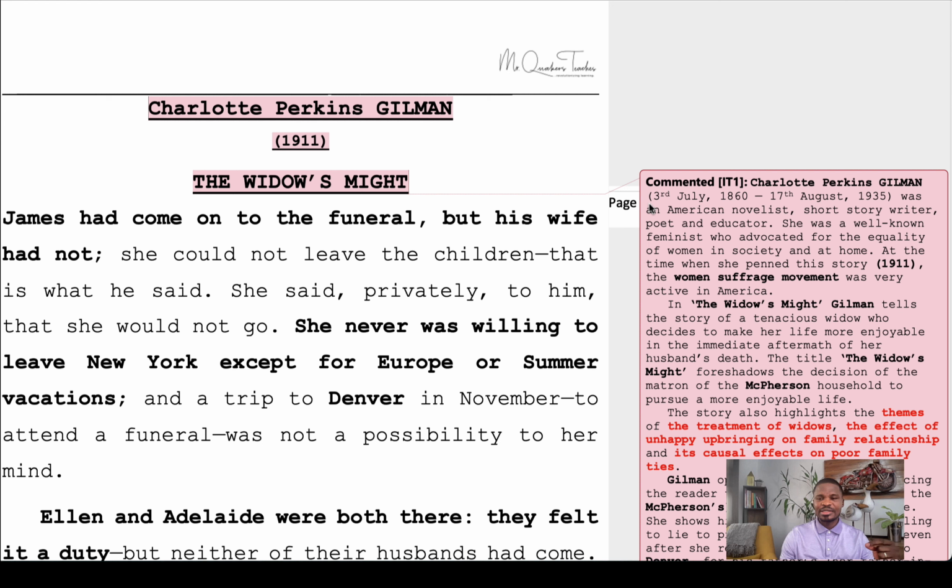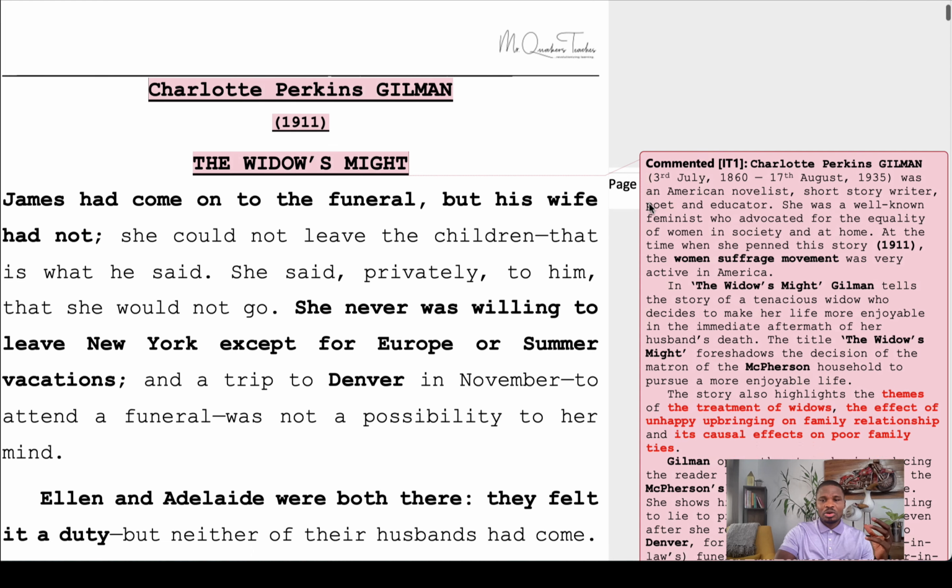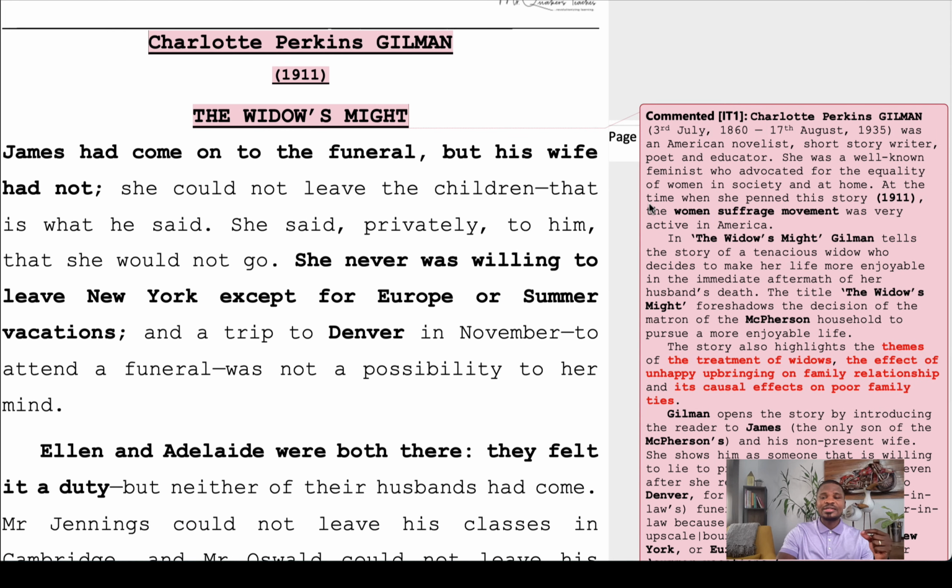Now in The Widow's Mite, Gilman tells the story of a tenacious widow who decides to make her life more enjoyable in the immediate aftermath of her husband's death and burial. The title The Widow's Mite foreshadows the decision of the matron of the Macpherson household to pursue a more enjoyable house. So they are the Macphersons. Their entire family is the Macphersons. The story also highlights the themes of the treatment of widows, the effects of unhappy upbringing on family relationship, and its causal effect on family ties.